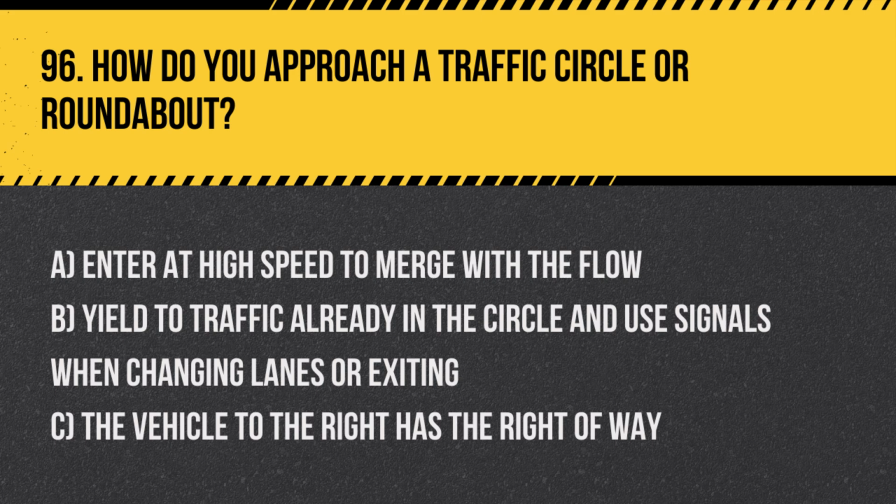Question 96. How do you approach a traffic circle or roundabout? A. Enter at high speed to merge with the flow. B. Yield to traffic already in the circle and use signals when changing lanes or exiting. C. The vehicle to the right has the right of way. Answer. B. Yield to traffic already in the circle and use signals when changing lanes or exiting. Always yield to drivers in the roundabout, proceed with caution, and signal appropriately to exit.